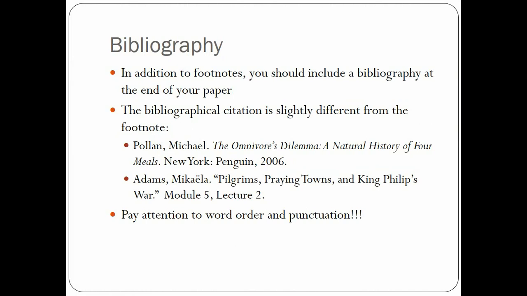So in addition to the footnotes, you should also include a bibliography at the end of your paper. The bibliographical citation is slightly different from the footnote citation. If you look at the format, you'll see that it's a little bit different. In the bibliography, we put the author's last name first, then comma, then first name, then period, and then the title and the subtitle, period, and then the location of publication, the publisher, comma, and the date of publication.